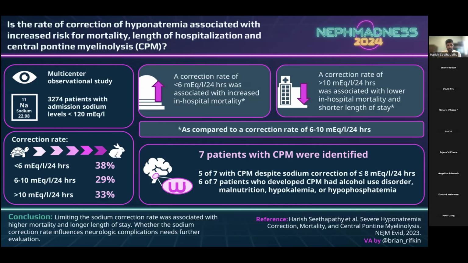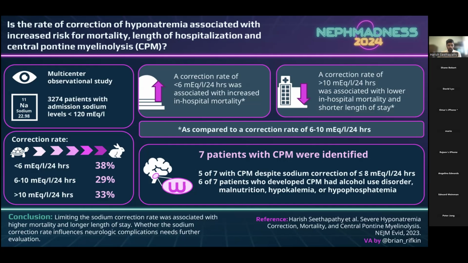What did we find with respect to CPM? We found only around 7 cases out of the 3,000. In a 25-year cohort, we only had 7 cases of CPM. And interestingly, in our cohort, 5 out of 7 patients had a sodium correction rate of less than or equal to 8. And we had the same risk factors that have been described with other cases of CPM, such as alcoholism, malnutrition, hypokalemia, hypophosphatemia, etc.